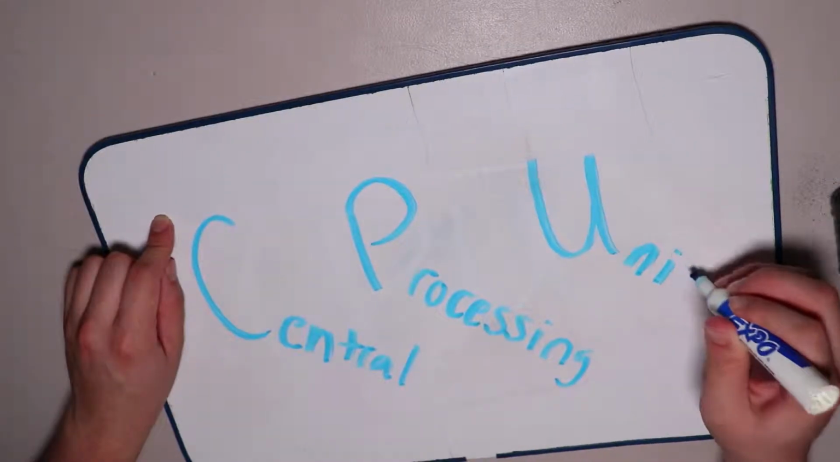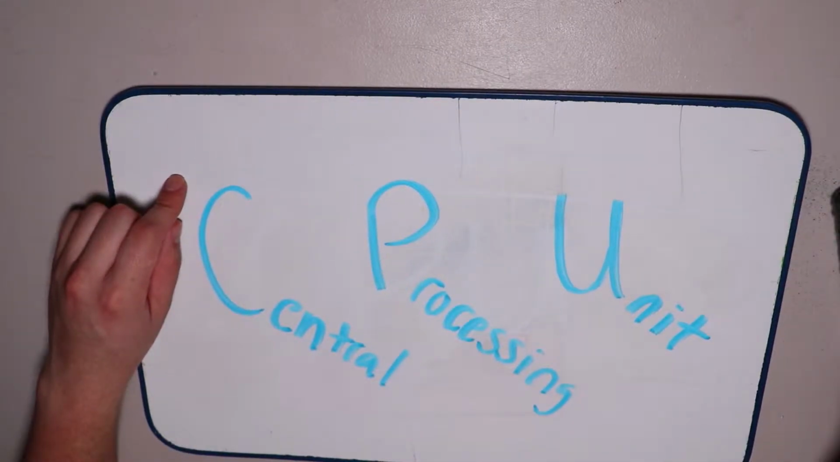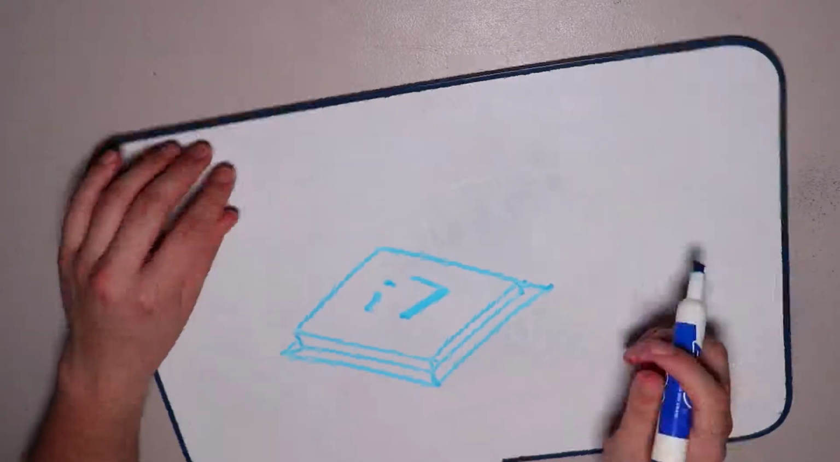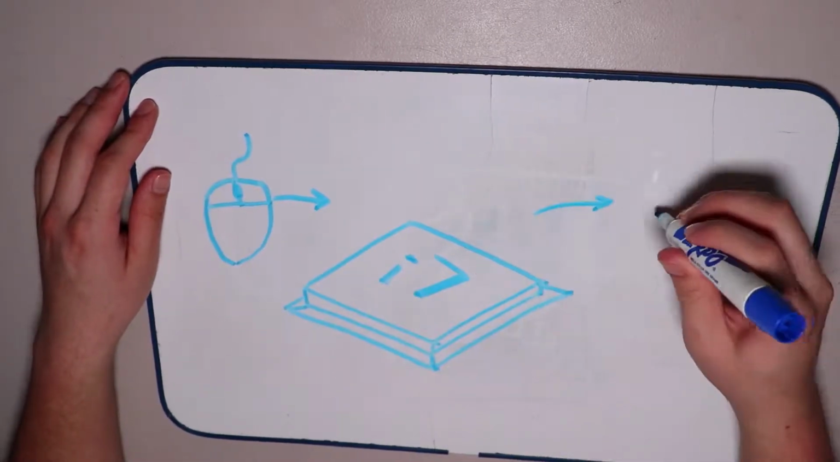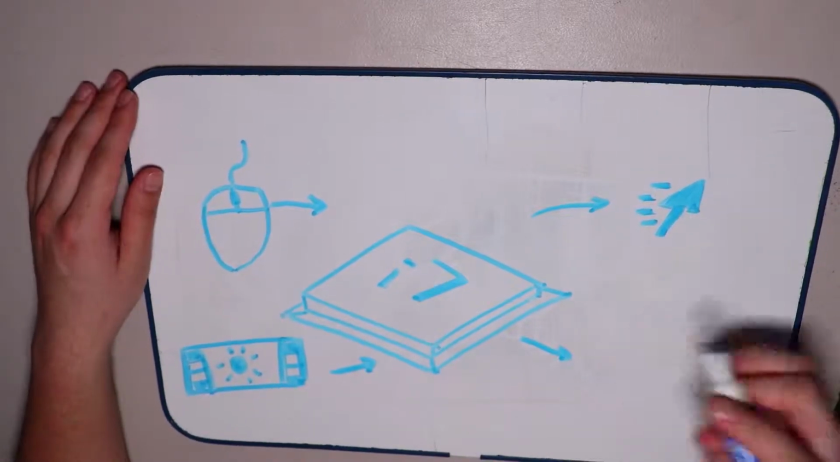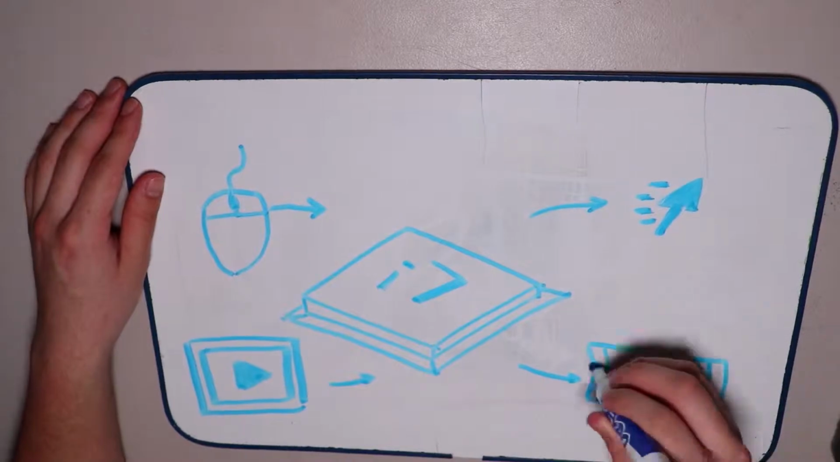Next is the CPU, or Central Processing Unit. This little guy is responsible for doing every technical thing you do on your computer. Whether it is moving your mouse on the screen or rendering a clip on a video editor, the CPU processes every command you give to the computer.